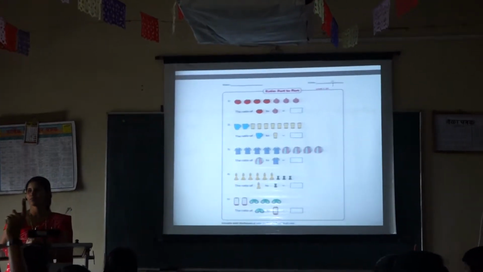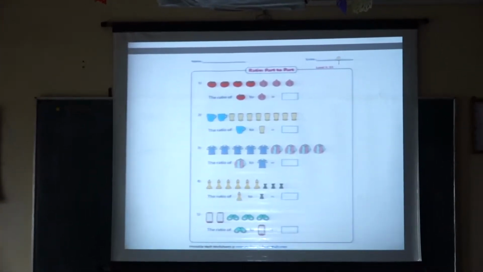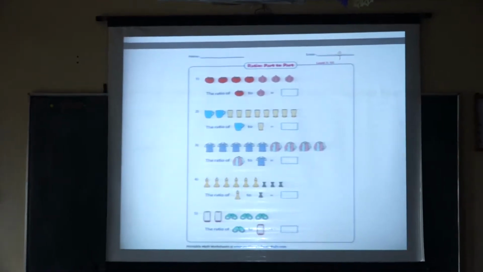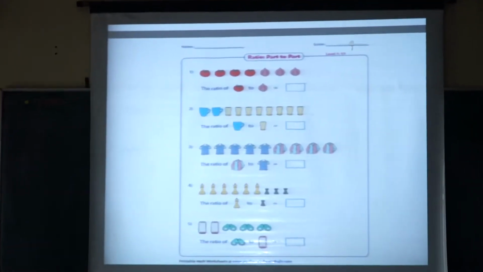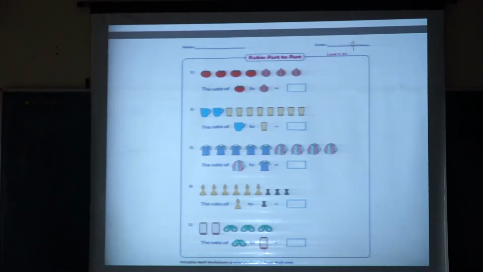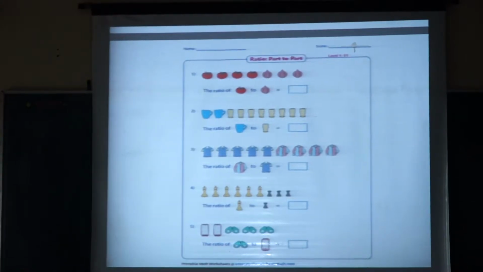Picture number 5. Yes? 4:3. Very good. 2:3. That means now you are able to compare two objects or two images with one another by using division.